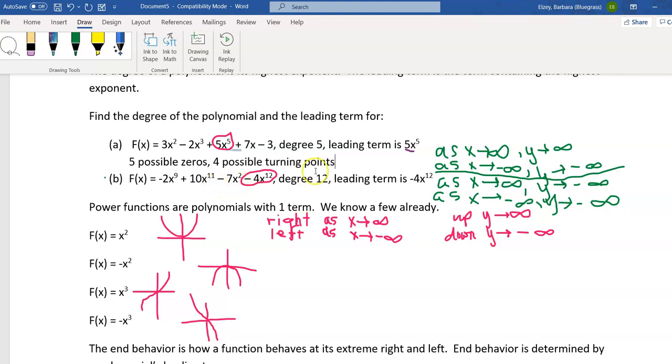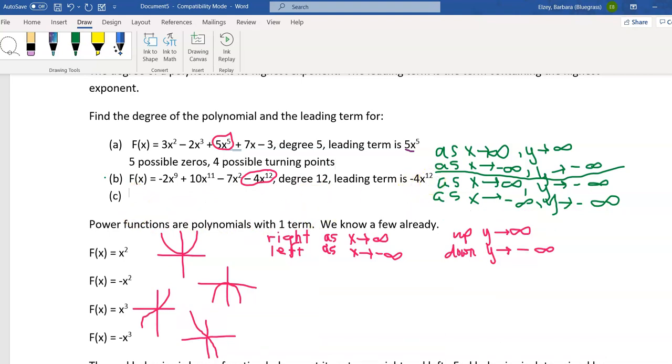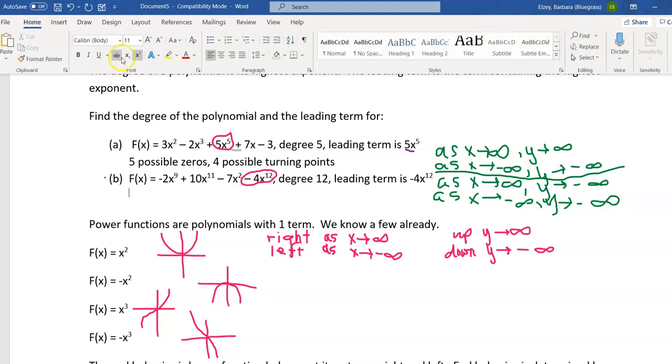Let's go to this one. It's degree 12, so we'll have 12 possible zeros. And then one less for the turning points, 11 possible turning points.